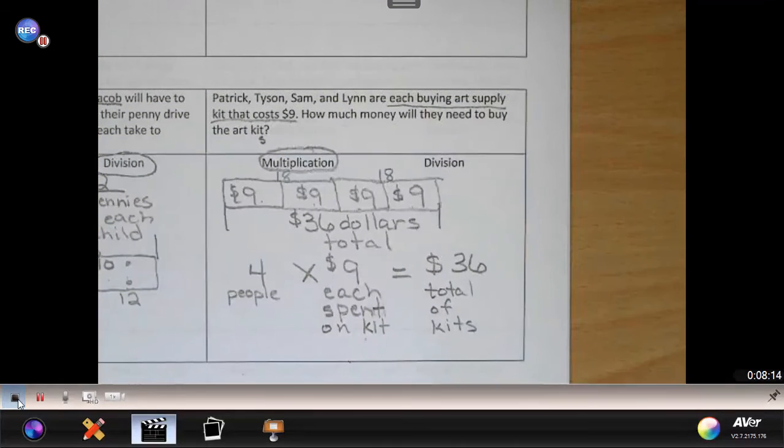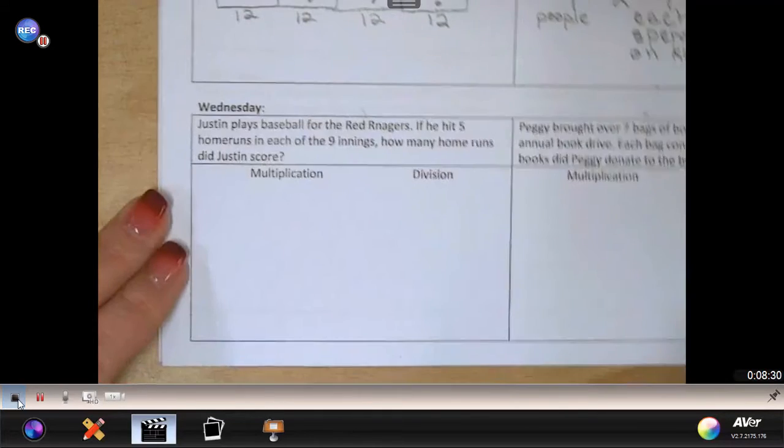Okay, so those are Tuesday's problems. Make sure that you have labeled your equation and you have drawn me a diagram to go with this. Okay, now let's take a look at Wednesday's problems. So we're going to look at Wednesday.